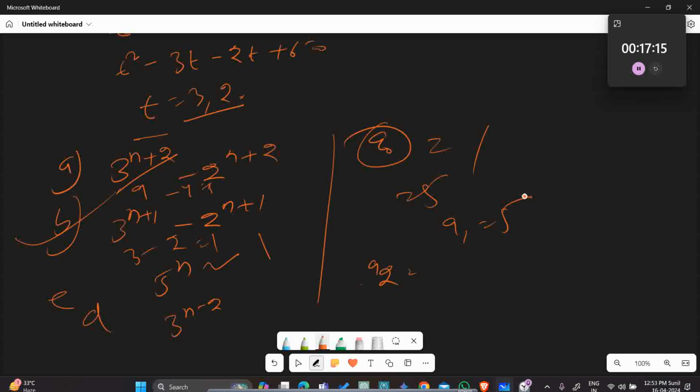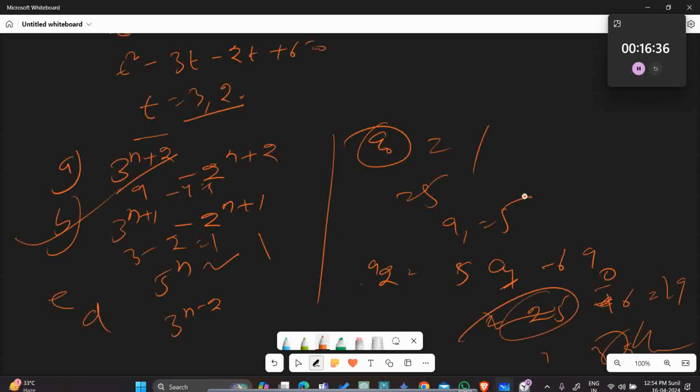So we will check for a2 here. a2 is what? 5 of a n minus 1, so 5 of a1, and minus 6 a0. So 5 times 5, 25, plus 6 minus 6, is equal to 19. So we get 25 versus 19. 25 is not equal to 19. So B is the answer. This is how we do it.